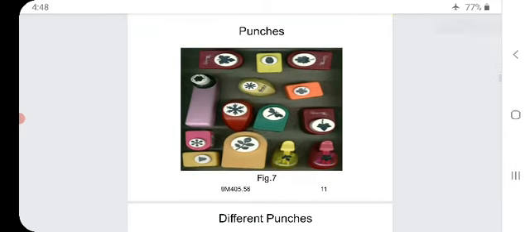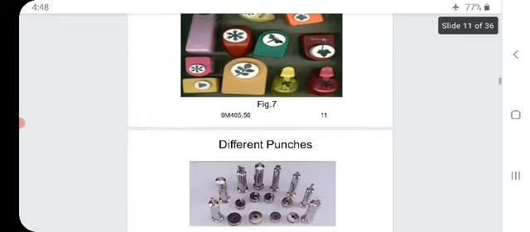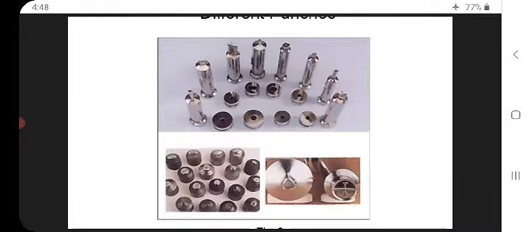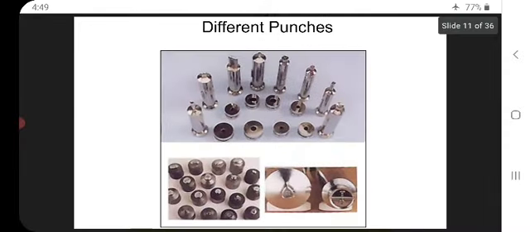These are the examples for the punches. With the help of punching, we make the products which you are seeing on the screen. These are the different punches.